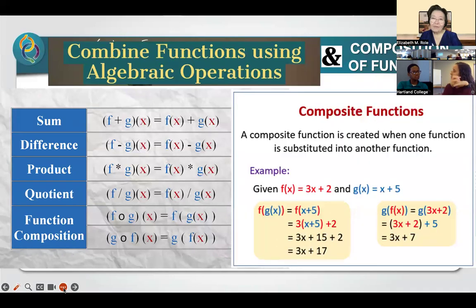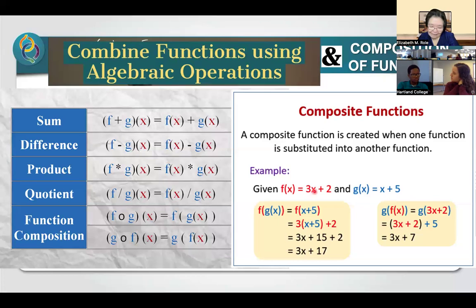Now, for the composite function, you create one function by substituting one function into another function. So if I have f of x equal to 3x plus 2, and then I have g of x equal to x plus 5, this tells you that if I say f of g of x, instead of the x in your f, we substitute x plus 5.